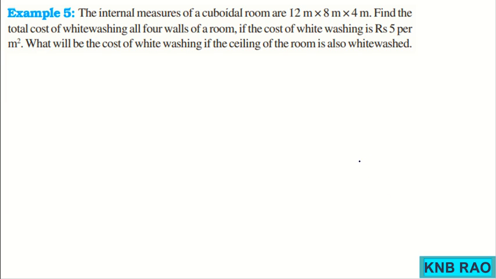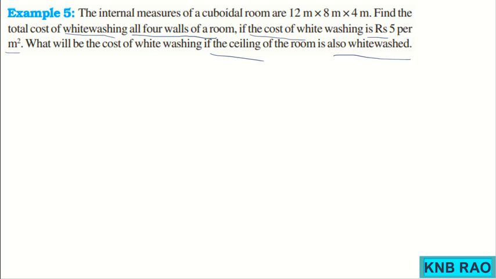The internal measures of a cuboidal room are 12 meter by 8 meter by 4 meter. Find the total cost of whitewashing of all 4 walls of a room if the cost of whitewashing is rupees 5 per meter square. Now, as a continuation of the question, what will be the cost of whitewashing if the ceiling of the room is also whitewashed? Children, there are 2 parts of this question.